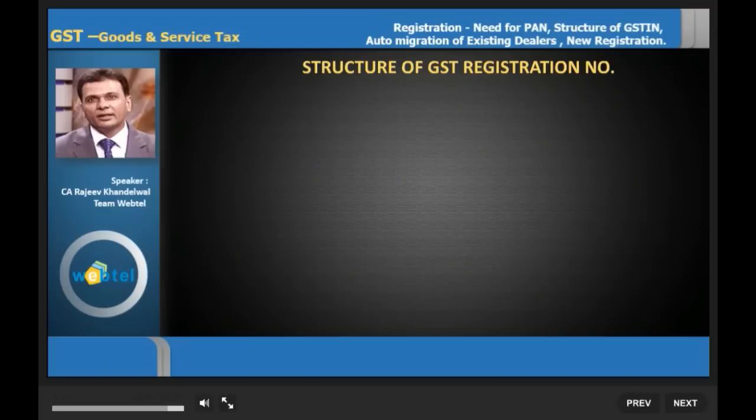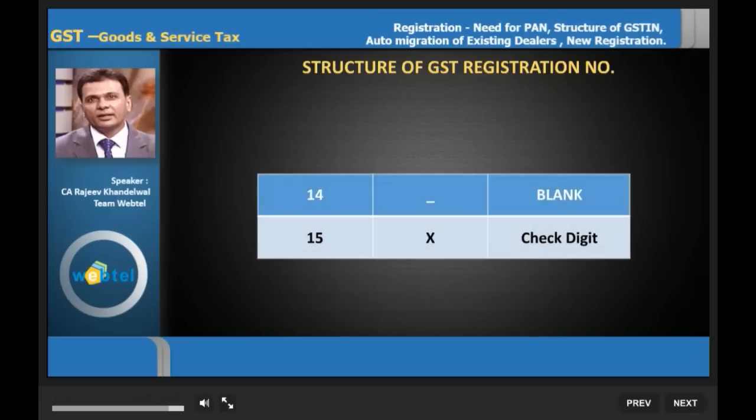Next, the 14th digit has been left blank. If you know the structure of various IT systems, they keep some digits blank because it is for future use. In the NSDL data structure also, you will see that some digits are blank for future use. Then the last digit is the 15th digit, which is the check digit. Again, it is for some computerized operations. You and I may not be too concerned about that, but that is about some computerized operations. So that was the structure of the GSTIN.